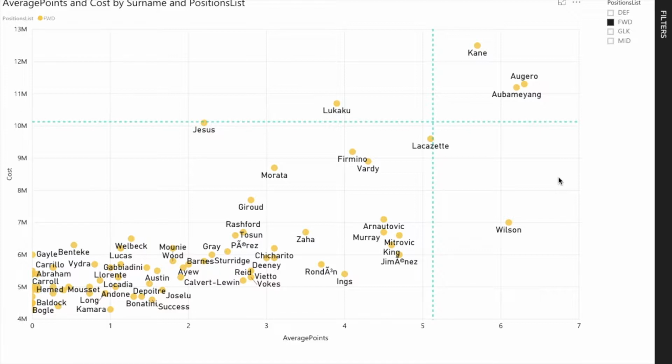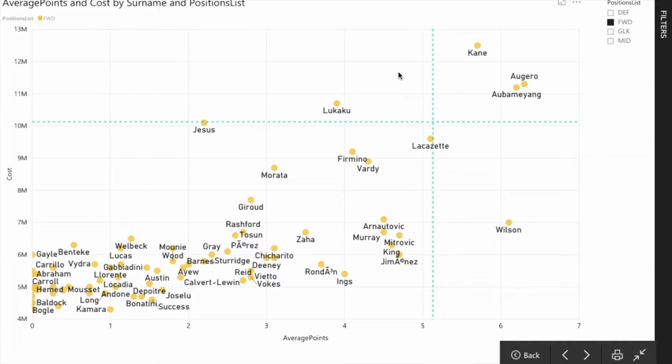My definition of premium is someone who costs a lot of money, but also delivers you a lot of points. In front of us, we have a scatter plot, and along the x-axis, we have average points, and on the y-axis, we have cost or the current market value. These blue lines denote the 95th percentile. This one here denotes the 95th percentile of average points, so anything to the right hand side is the top 5%. And this blue line here denotes the 95th percentile of market value, so anything to the top is the top 5% of market values.